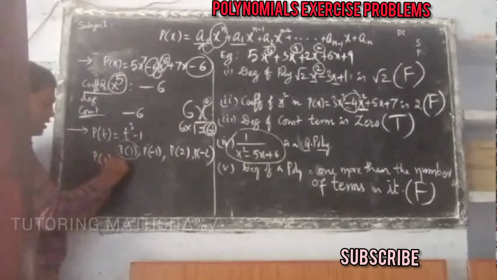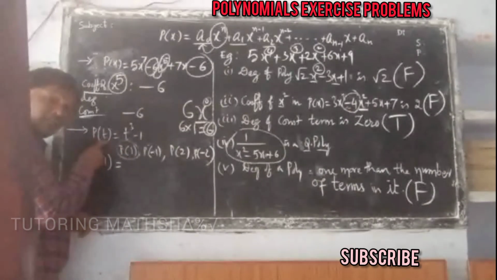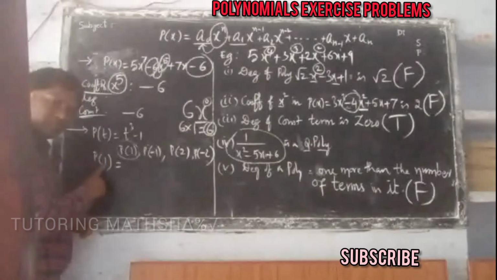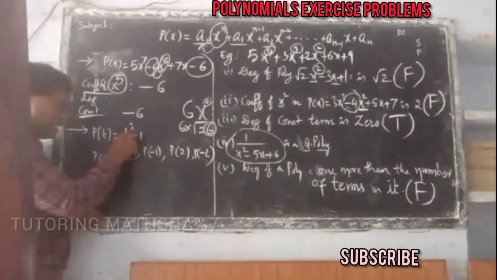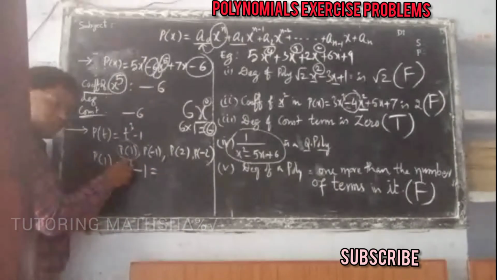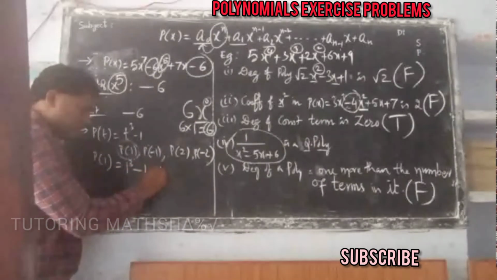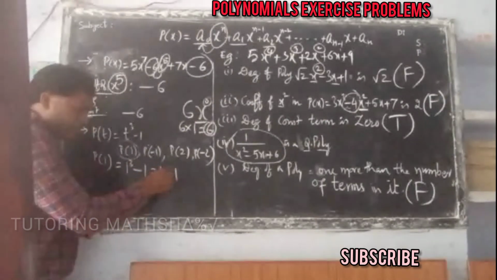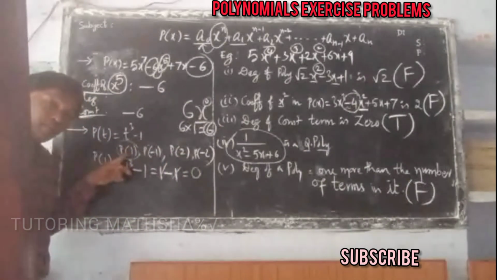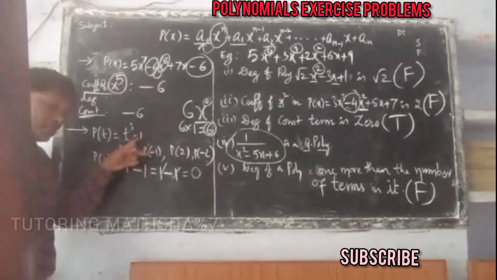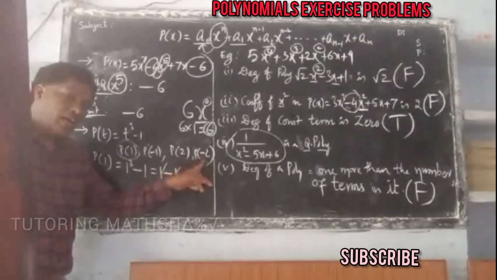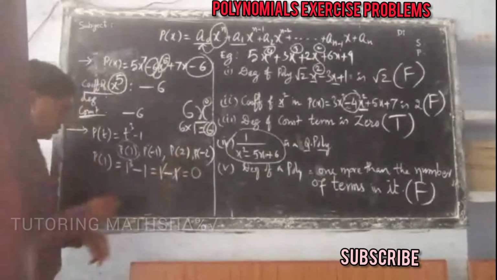P of 1, it means in place of t you have to put 1. The value of t is 1 now. T cube, that is 1 cube minus 1. So what is 1 cube? 1 to the power of anything is 1, minus 1. And 1 minus 1 gets cancelled, 0. Then what is the value of p of 1? When p of t is t cube minus 1, then p of 1 result is 0. In the same manner, I will explain you p of minus 2.